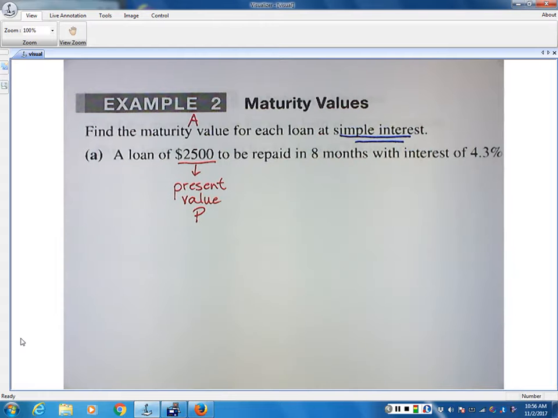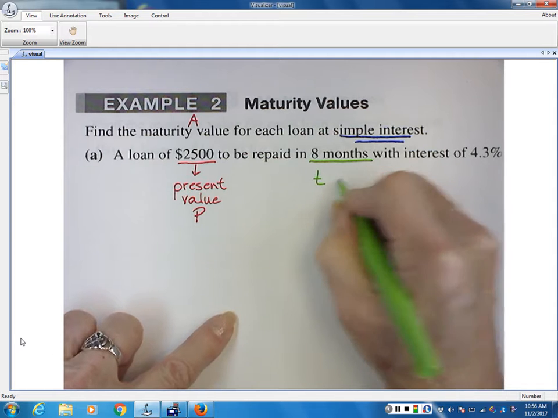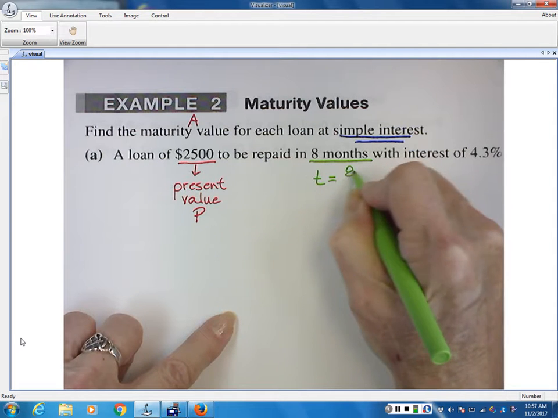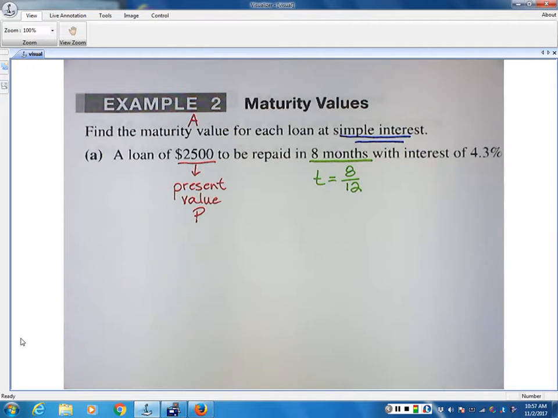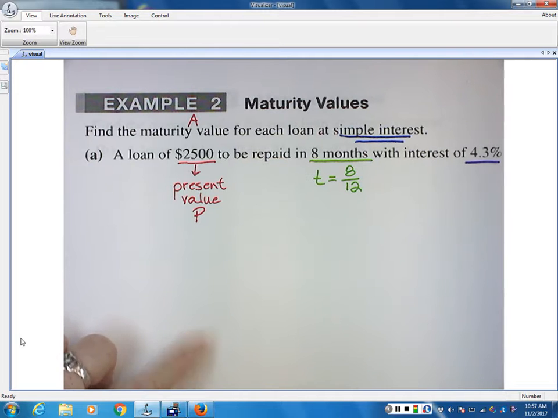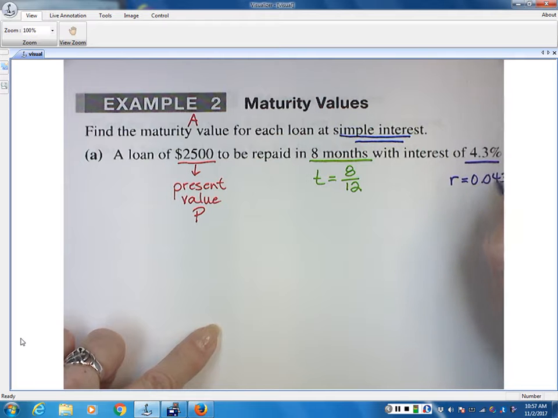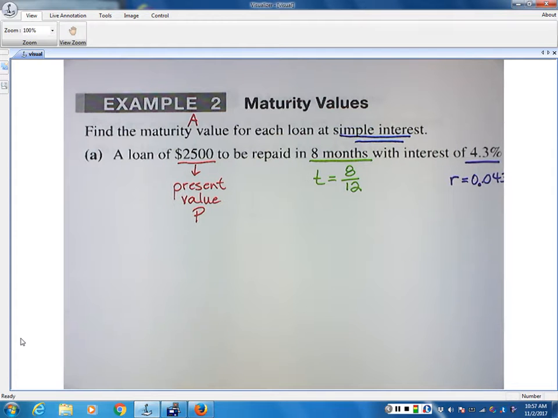You're going to repay it in 8 months. So your time is going to be 8/12. And no, I don't care if you reduce the fraction. 8/12 works just fine because we're going to put it in the calculator. And then your interest rate is 4.3%. And since we have to have that as a decimal for simple interest, then we're going to use the value of R as 0.043.